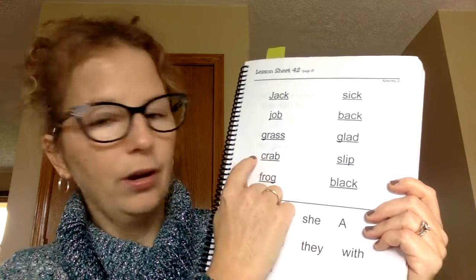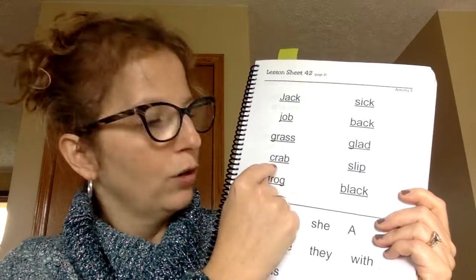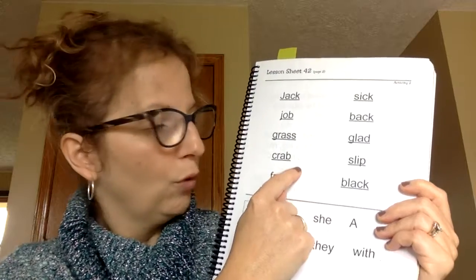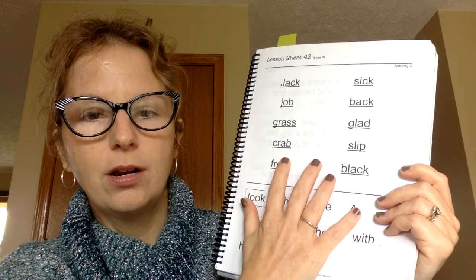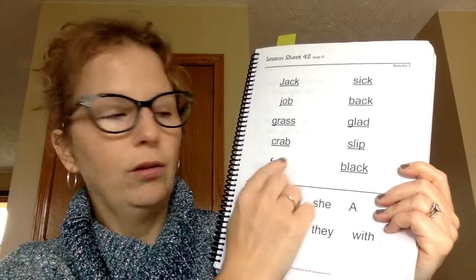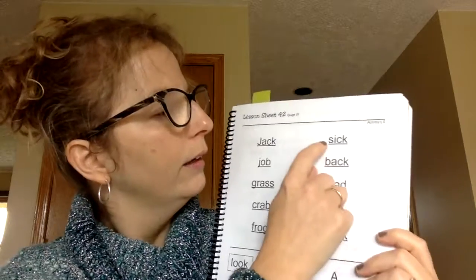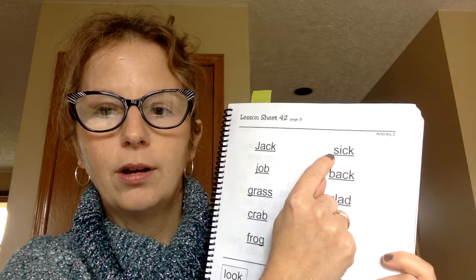Crab. Word? Crab. Some of you might have looked at that word and already known it because we've done quite a few stories that have the word crab in them so far. Okay, let's look at this. How are we going to blend that F and the R? Here we go. Ready? Frog. Word? Frog. Good.